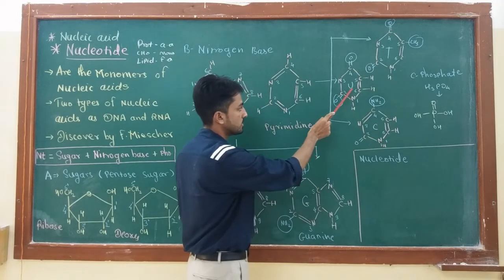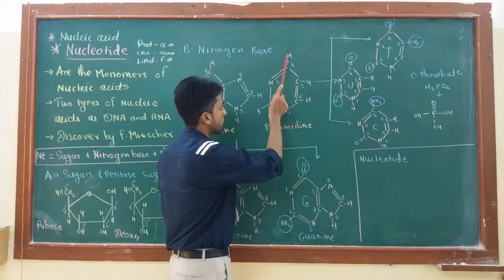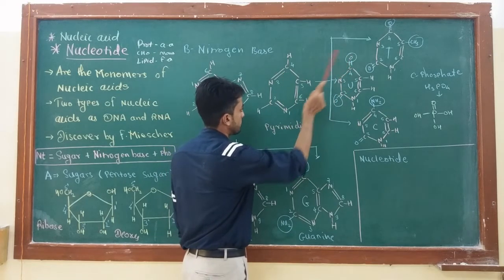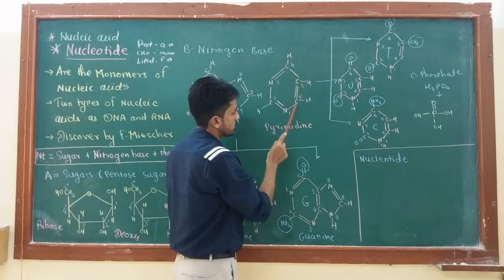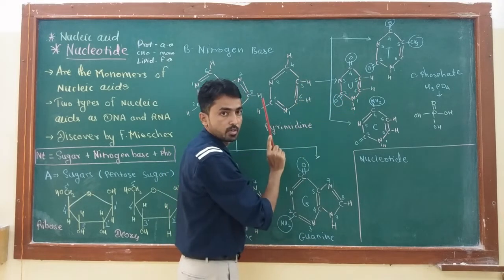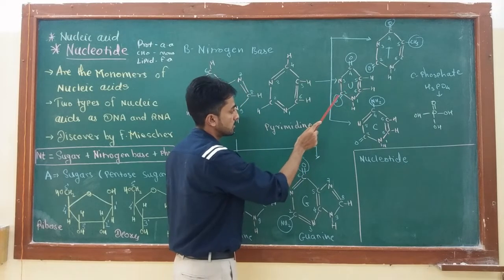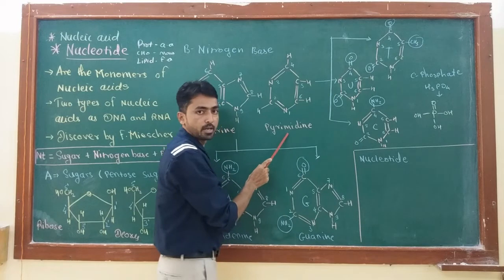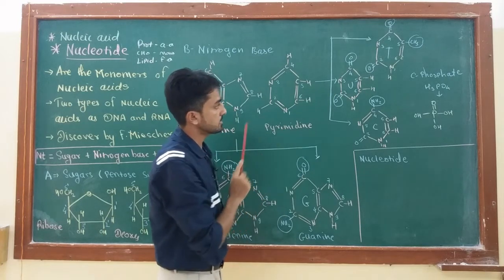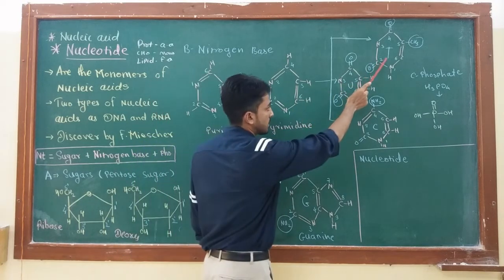In case of uracil, carbon number 4 hydrogen is replaced by oxygen and carbon number 2 hydrogen is replaced by oxygen. Remaining structure is similar. And this uracil is called as 2,4-dioxypyrimidines. Third and last type of pyrimidines is thymine.